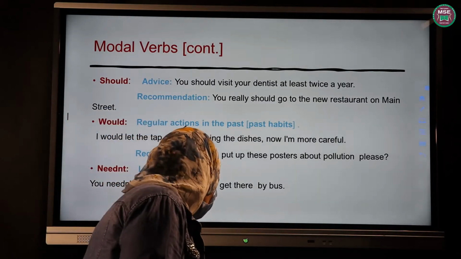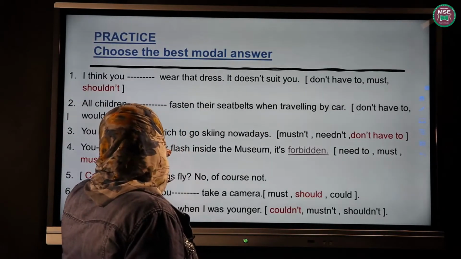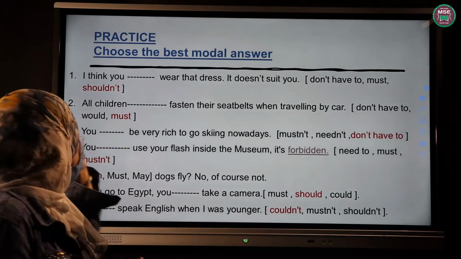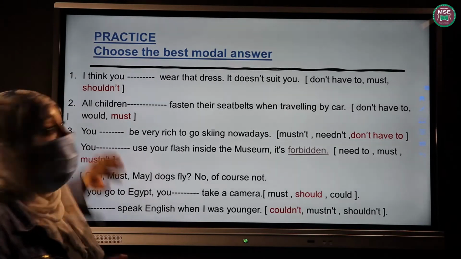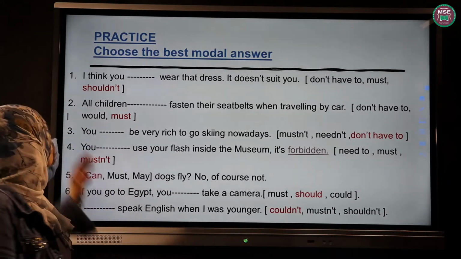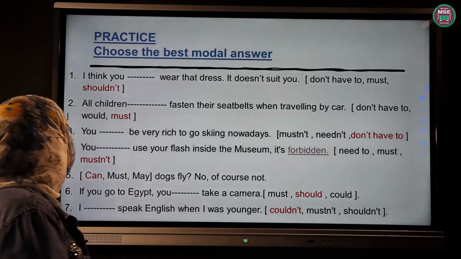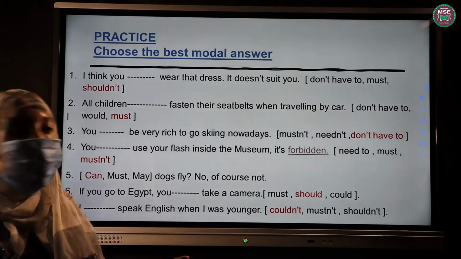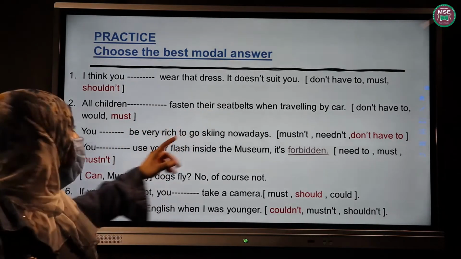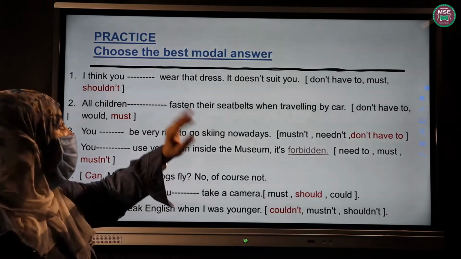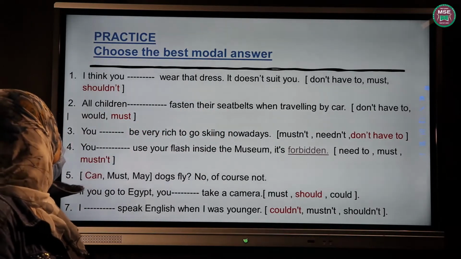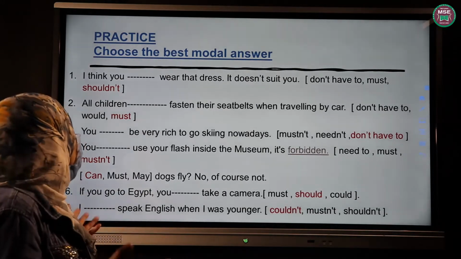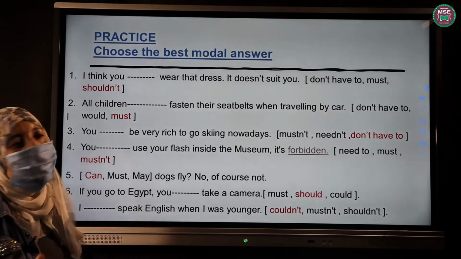Now, as I told you, or as I believe in, practice makes perfect. I want you to help me try to guess. Choose the best model answer. I think you wear that dress. It doesn't suit you. And here I have the choices between the brackets: don't have, must, shouldn't. Here, I think you what? Wear that dress. Why? It doesn't suit you.